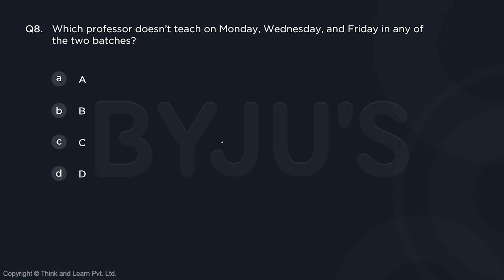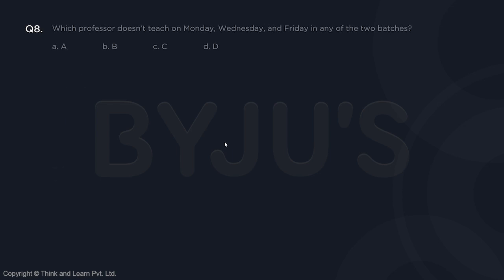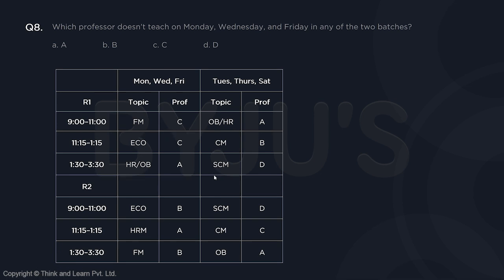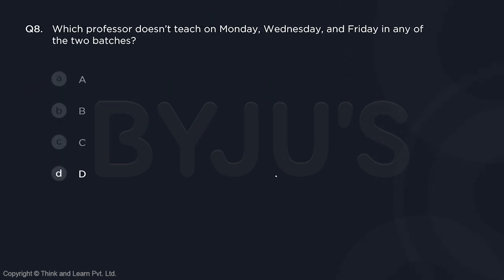Which professor does not teach on Monday, Wednesday and Friday in any of the 2 batches? Let's have a look at this now. I see A, C, B, but I never see D here. So that means D is the professor who never teaches on Monday, Wednesday, Friday. That's the answer for us.